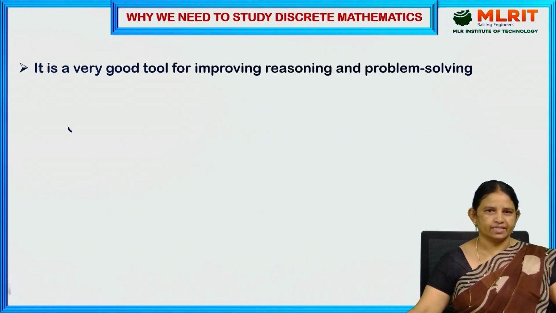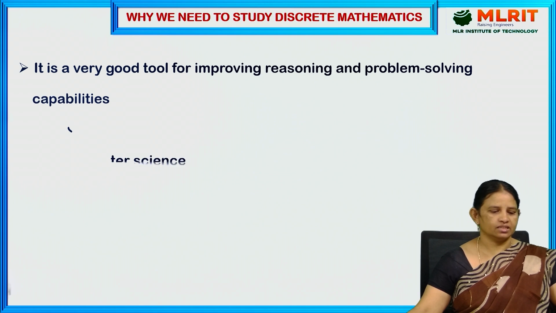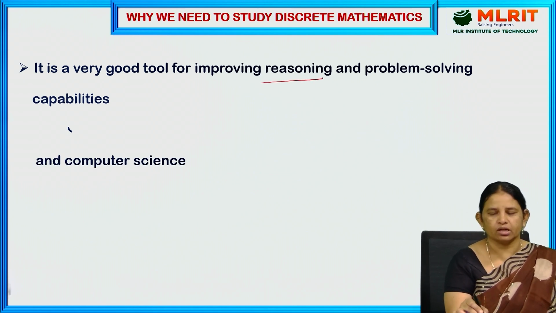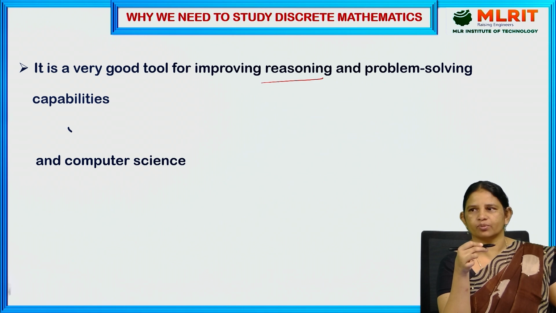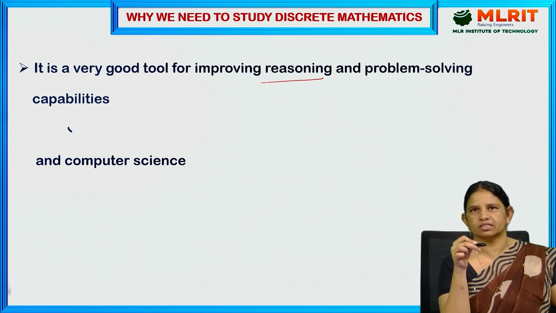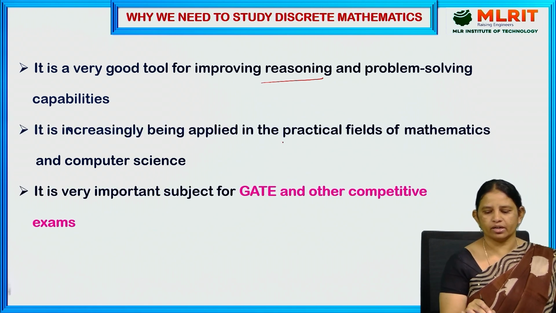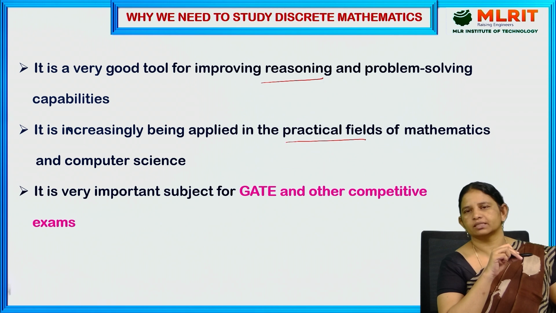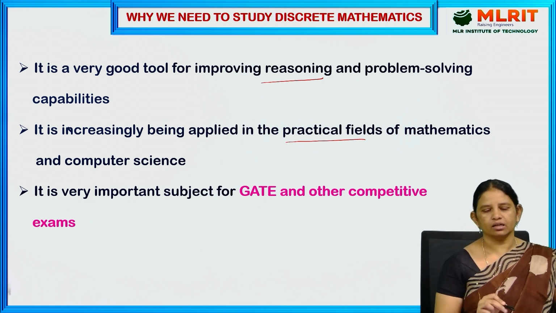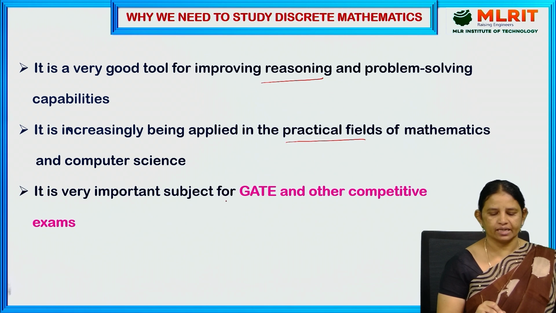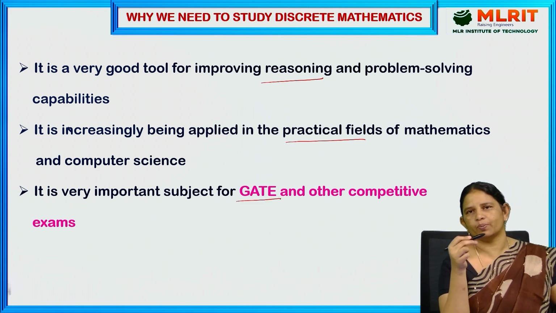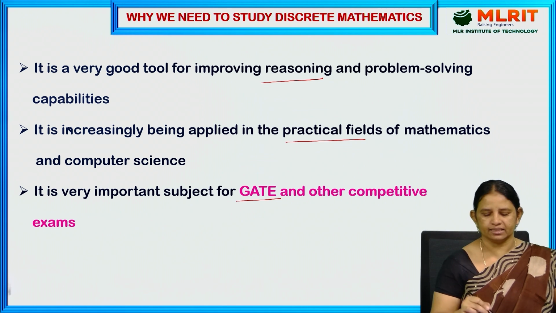Why do we need to study discrete mathematics? The first reason is that it is a very good tool for improving reasoning, because there are so many logical thinking problems present in discrete mathematics. To solve those examples, logical thinking is required. That logical thinking is helpful for improving reasoning and problem solving capability. The second one is that it is an important subject in mathematics and computer science. The third reason is that it is an important subject for people who are preparing for competitive examinations like GATE, NET, SET or any public sector examination.